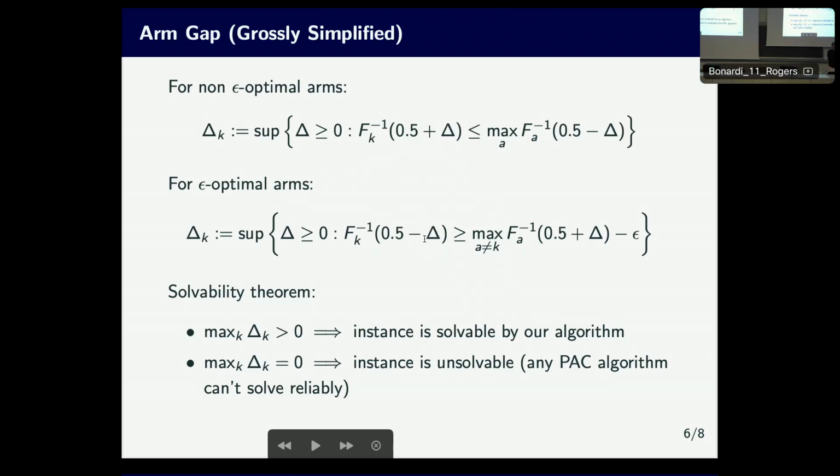And from this arm gap, we first have a solvability theorem. It says, let's say you have a fixed instance of arms, and you look at all their arm gaps. If their biggest gap is strictly larger than 0, then this instance is solvable by the algorithm we described earlier. Conversely, if the biggest gap is 0, this instance is actually not solvable by any PEG algorithm, where PEG is similarly defined in earlier talks, in the earlier session.